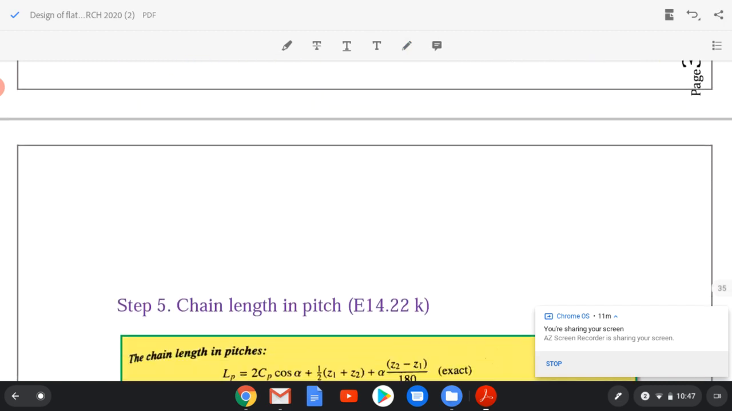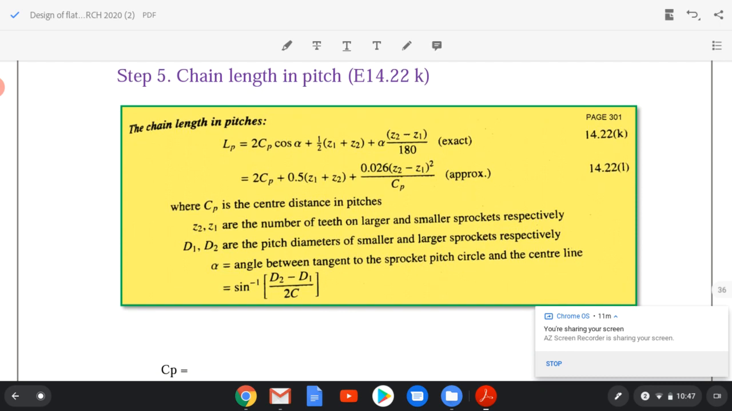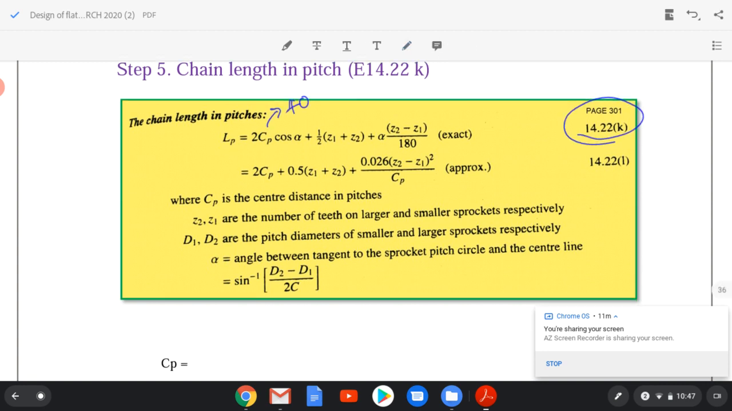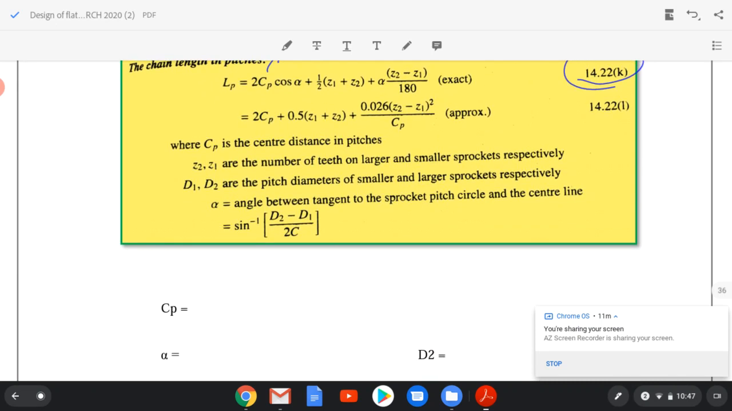Now we can find the chain length. We have this equation 14.22k in page 301. Here most of the values are known. Cp is the value we have already found, 40. Then alpha is the value, pitch angle. Alpha can be found by sine inverse of (d2 minus d1) by 2c.